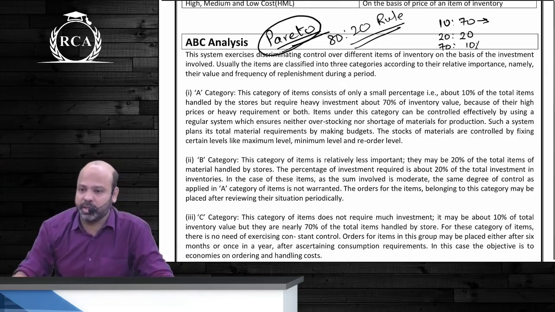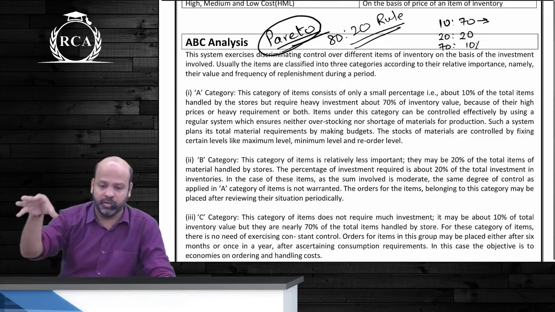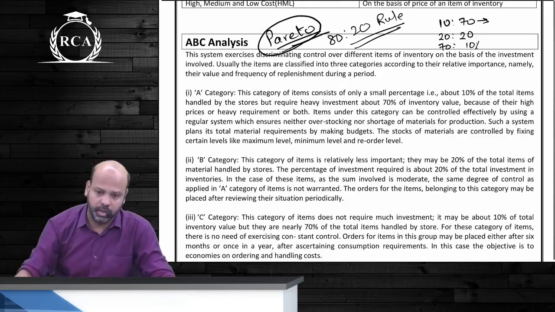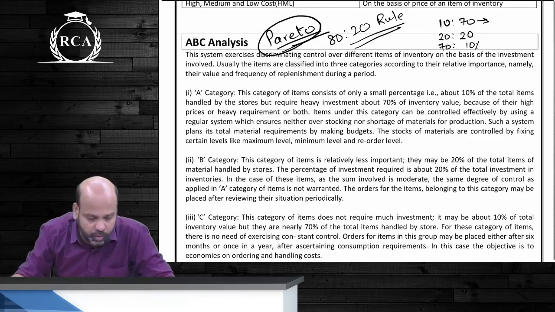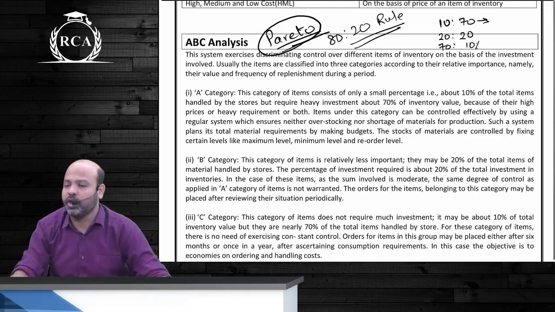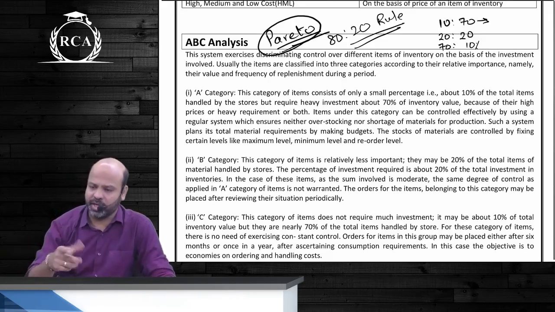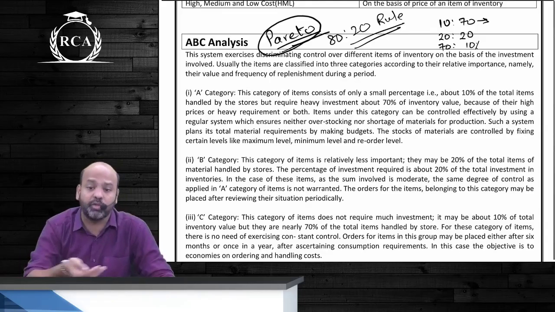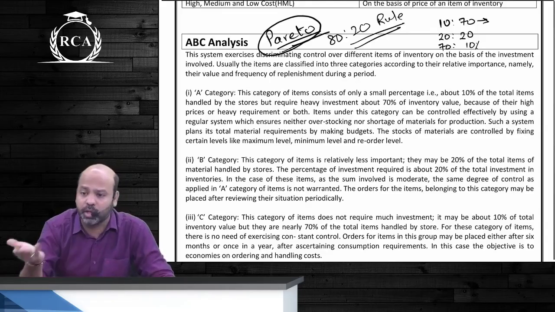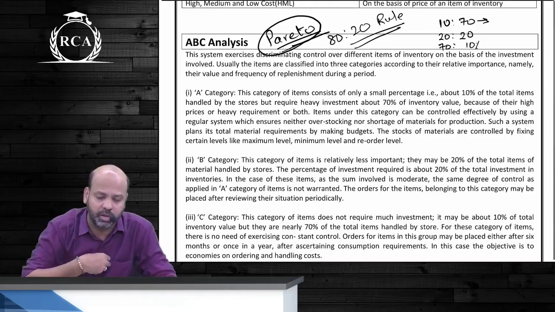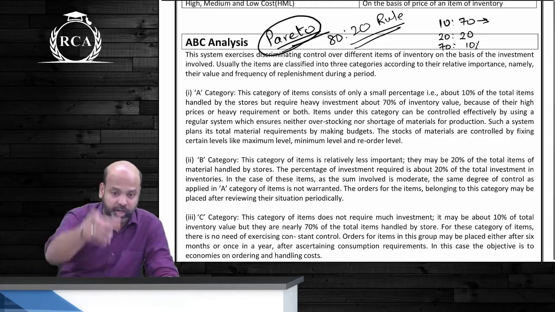Category B, beta, says lesser importance. You need not have the same strict controls that you have for category A. You can have little lower controls, guys. So usually you will place orders of category B stocks by reviewing their stocks periodically. Have a policy that after every 10 days, after every 15 days or 1 month, you will see what is the amount of stock that you have, beta, and accordingly decide whether an order needs to be placed or not. But you do not have to maintain very strict inventory controls.